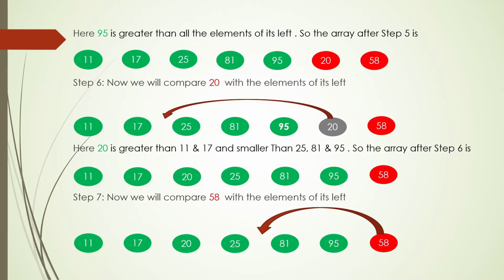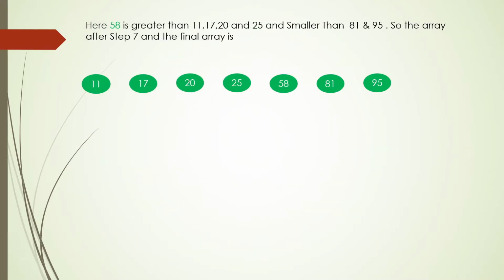Now in the final step we will compare 58 with the elements of its left. Here 58 is greater than 11, 17, 20 and 25 and smaller than 81 and 95. So the array after final step is 11, 17, 20, 25, 58, 81 and 95, and that's our final array.